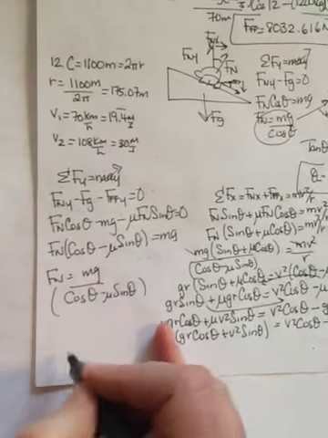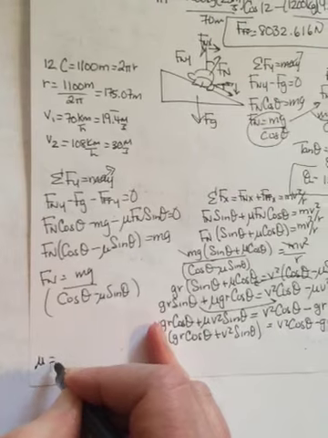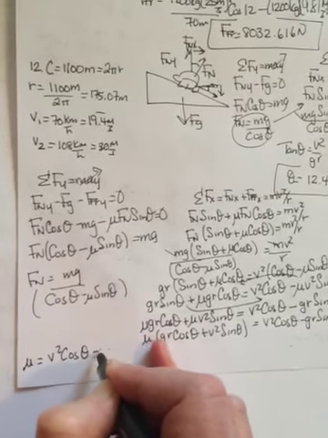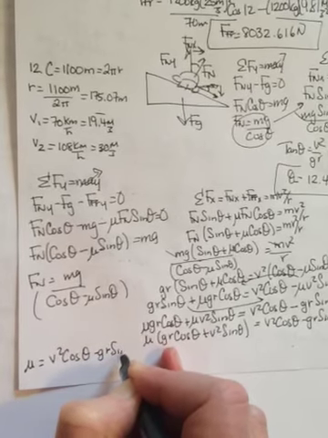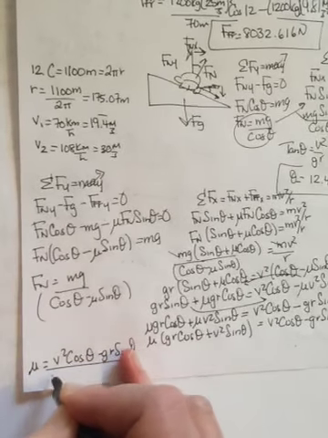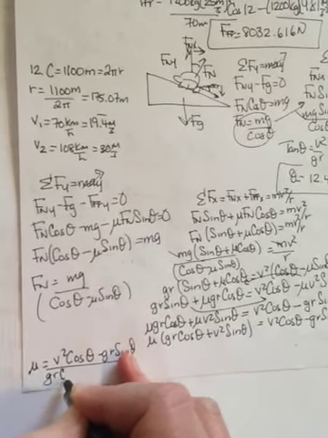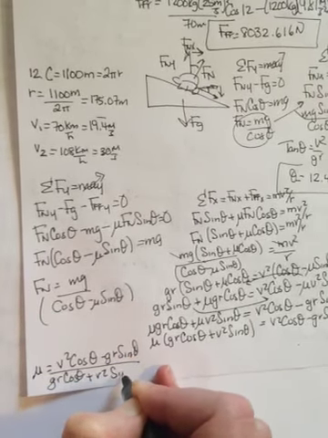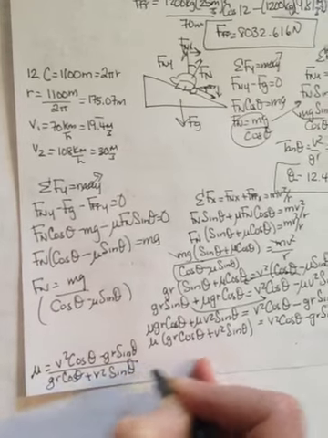I'm just going to do it over here, so mu is equal to v squared cos theta minus gr sine theta, over gr cos theta plus v squared sine theta. And now fill in your numbers.